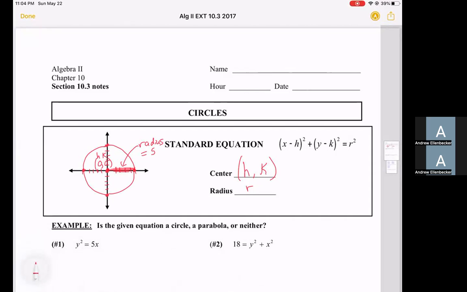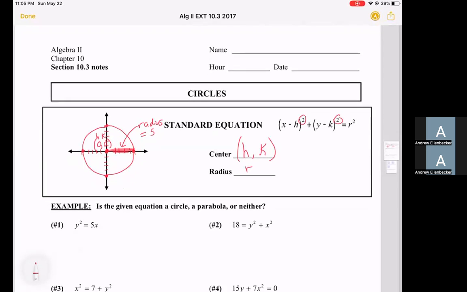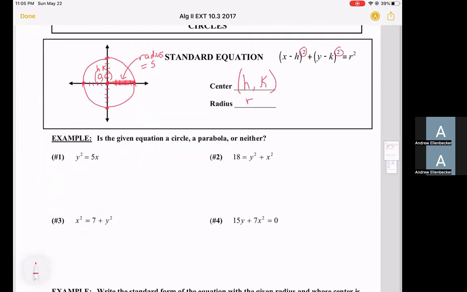So you'll notice that circles have x and y both squared, and then they're equal to some value that is r squared. So down below here, they're asking, is the given equation a circle, a parabola, or neither? If you look at number 1, since there's only one term squared, just the y squared, and the x is not squared, this is kind of in the form of y squared equals 4px that we talked about in our last section. This is a parabola.